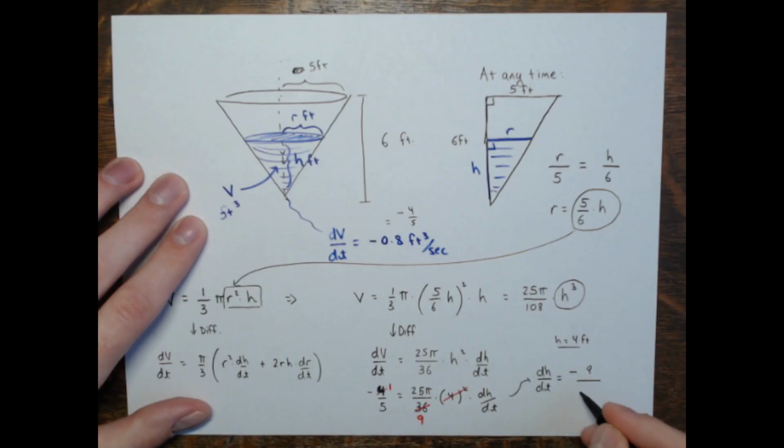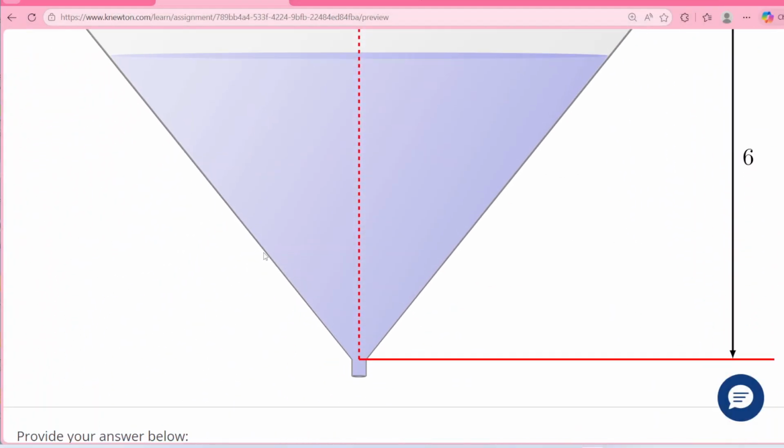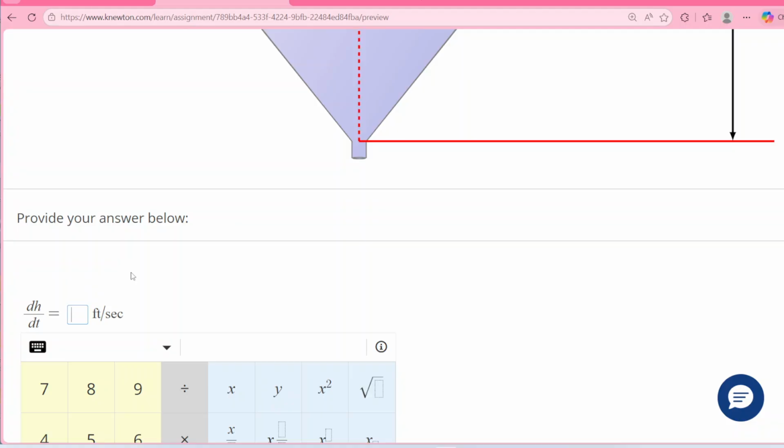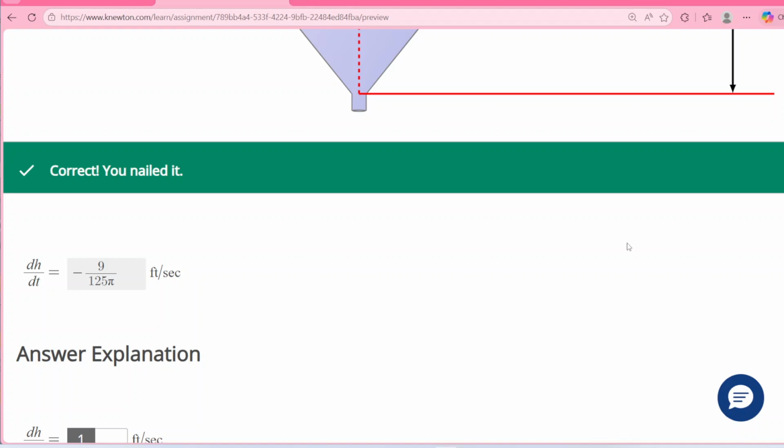So 125 pi in the denominator. And this should be height units in the numerator, so feet over time units, right? So there's how fast the height is changing at that moment. It is decreasing at a rate of 9 over 125 pi, whatever that value is, feet per second. So negative 9 divided by 125 pi. Pi is down here. Great.